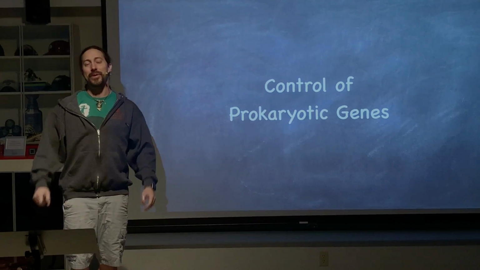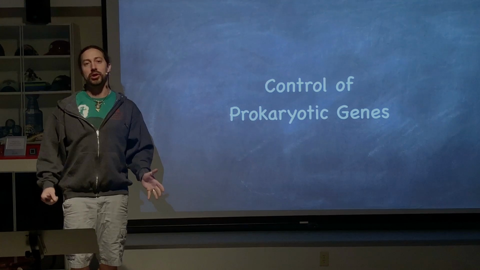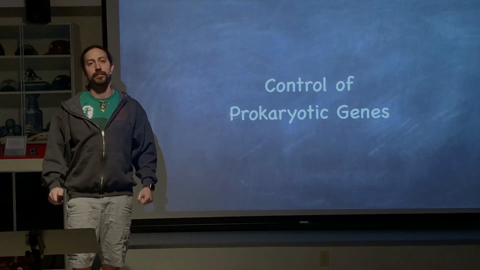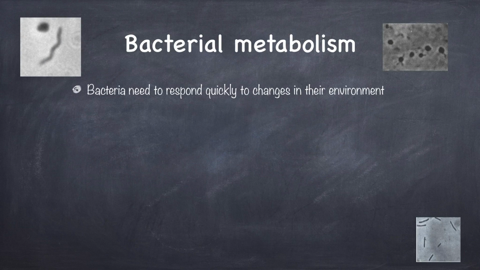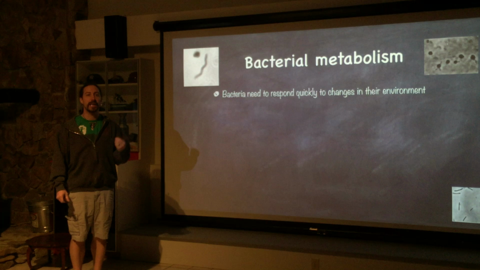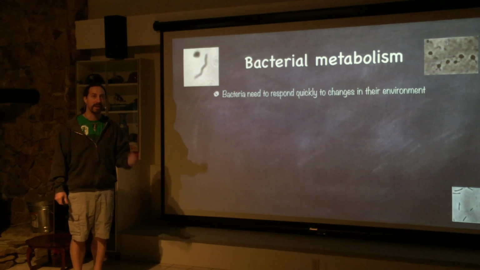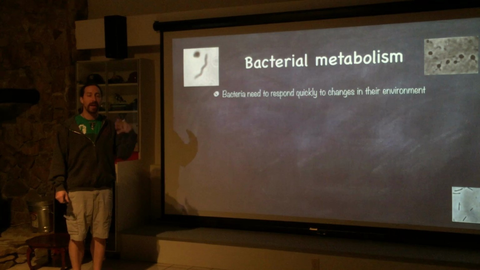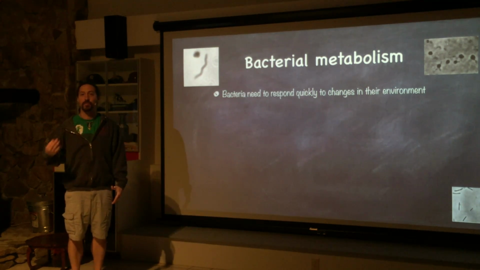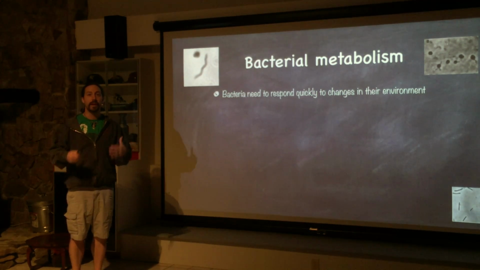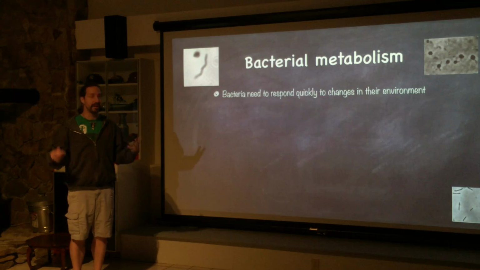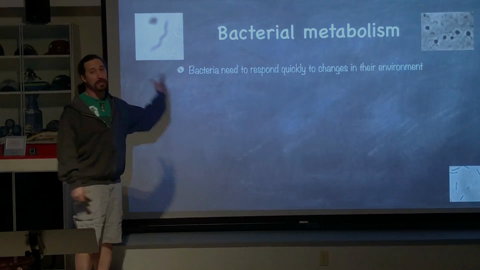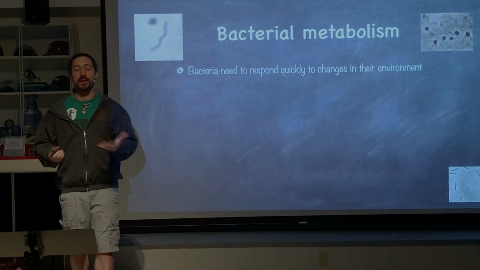Hello. Today we're going to look at how prokaryotes control gene expression. We should all understand that a bacteria has a bunch of different chemical reactions taking place within it at all times. And it needs to control what reactions are taking place, what enzymes are present, and what enzymes are being used because of what's going on in its environment.